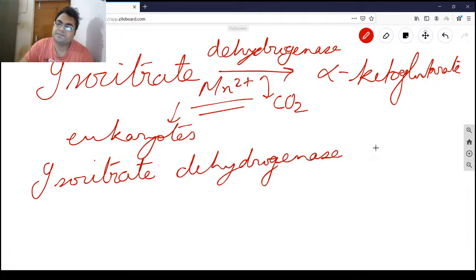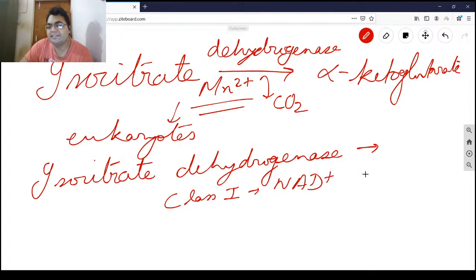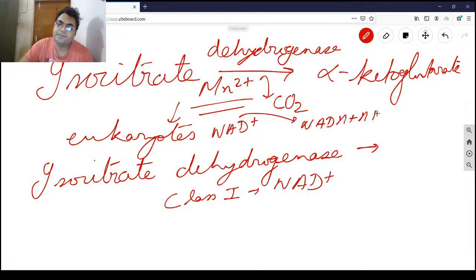Dehydrogenase. One is class 1, which uses NAD plus. Here I told you that NAD plus will be converted to NADH plus H plus. So it uses NAD plus for the oxidation process, and this needs to be reduced.